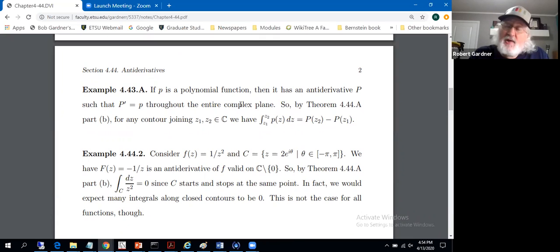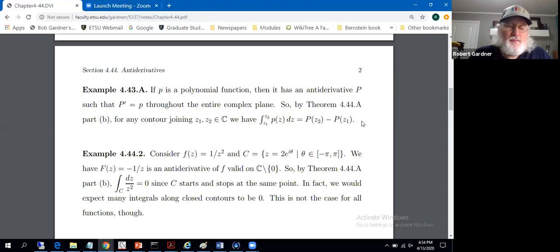Polynomials, they're entire functions. They're differentiable everywhere in the complex plane. They have antiderivatives, and the antiderivatives are easy to find, and they're valid in the entire complex plane, and they're continuous. So if you want to integrate from any contour joining z1 and z2, the integral from z1 to z2 of p of z dz, all we need is an antiderivative capital P, plug in the endpoints z1, z2, take a difference, there you go. Piece of cake to integrate polynomials.